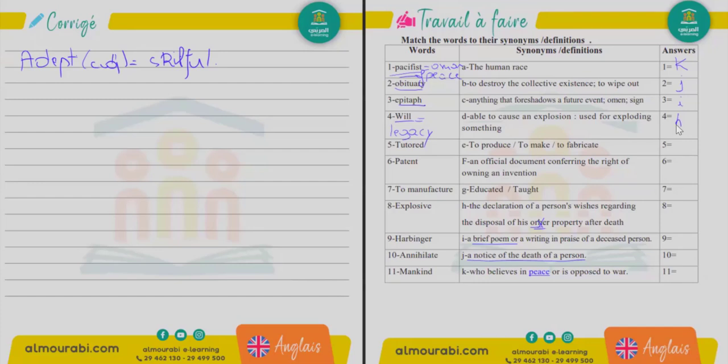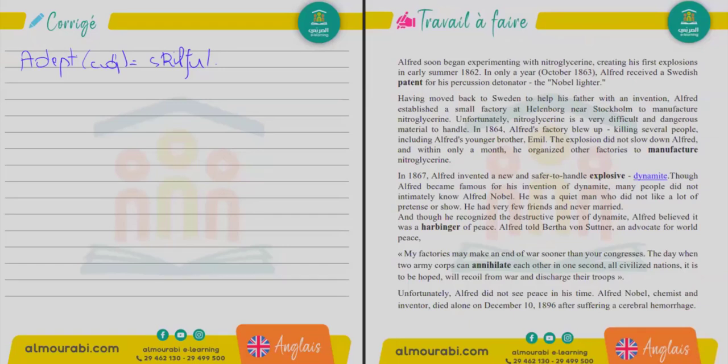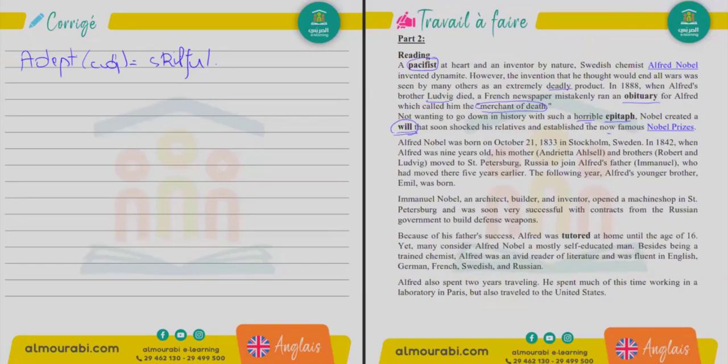In Arabic, it is وصية. So we come back to paragraph number 1. Before his death, he left a will, and that will shocked his relatives. You know why? We will see later why. It shocked his relatives. And we will see what was stated in that will.